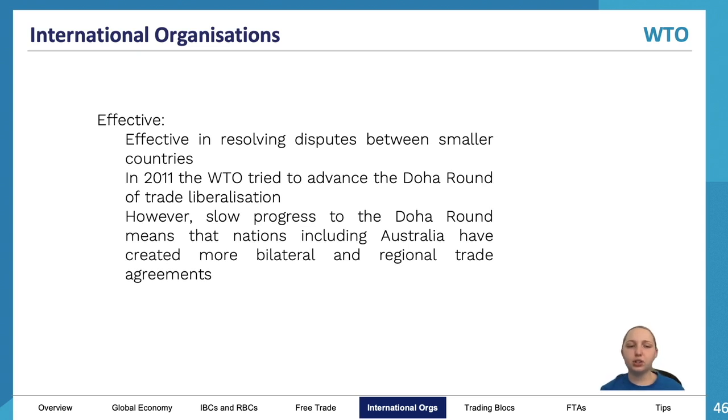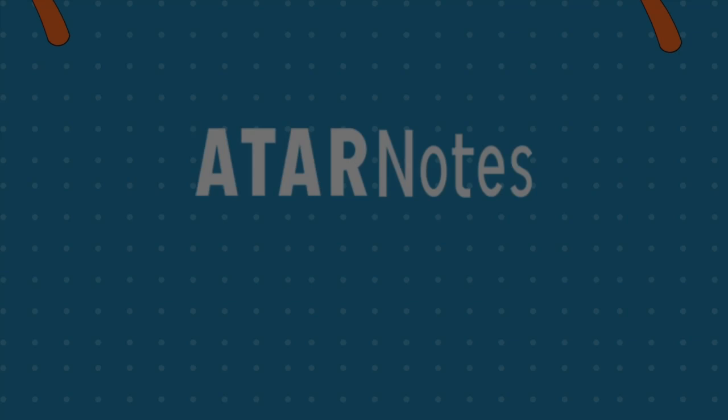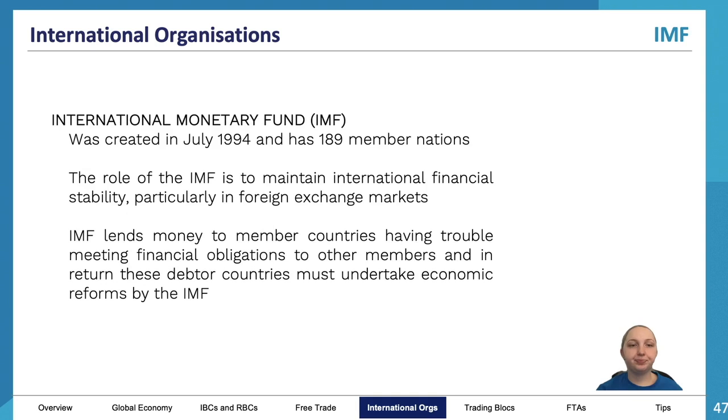One of the most common questions you'll get about international organizations will be about the effectiveness of these organizations and whether or not they actually did anything. So the next one we're going to look at is the IMF, the International Monetary Fund, which was created in July of 1994 and has 189 member nations.